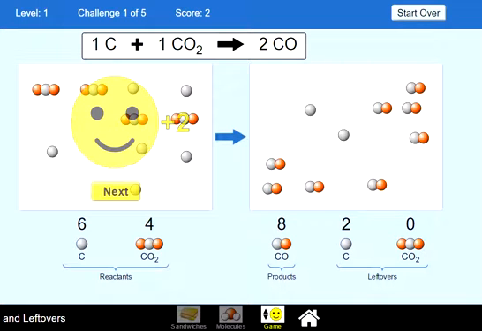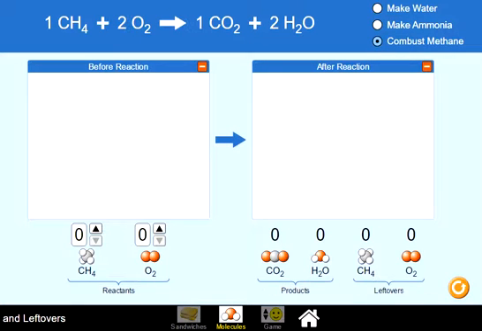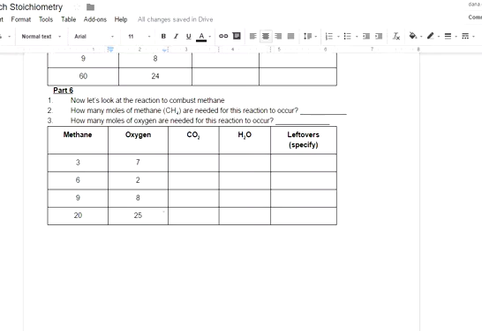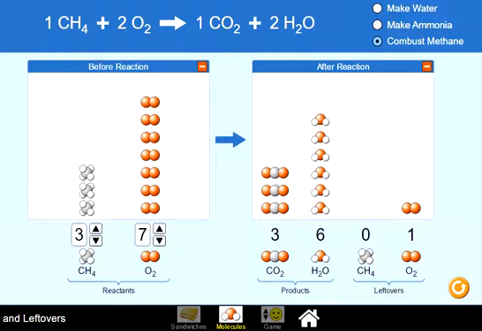So I'm going to come over here. Let me get out of this. I'm going to go to the molecules. I'm going to combust methane. And the first one that I had was 3 and 7 there. So let me just talk you through this, okay? The key thing is I want to look at the ratios that I have up here.